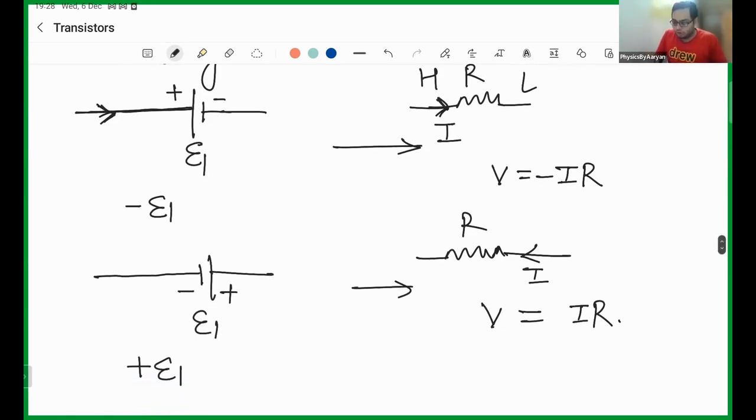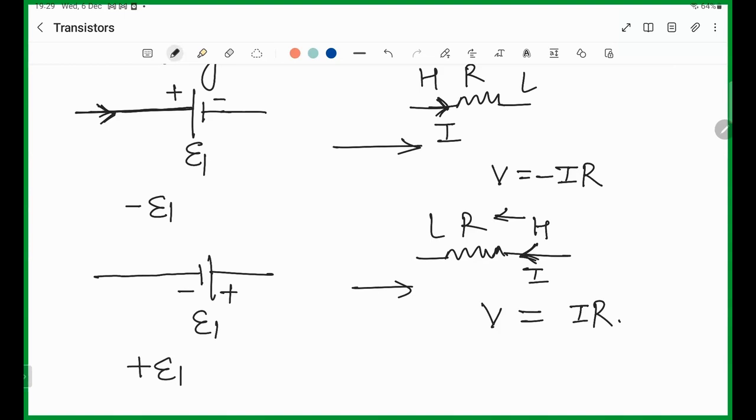And if you're moving in the opposite direction of the current, meaning the current is coming like this, but you are going in this direction, it means you are going from lower to higher, right? Because current is flowing in this direction. So this is the direction of current. Means this side is higher potential, this side is lower potential, and you are moving in the opposite direction. Means you are going from lower to higher. So potential is increasing. Your potential has been increased. So you will write V equals IR. That is the concept.